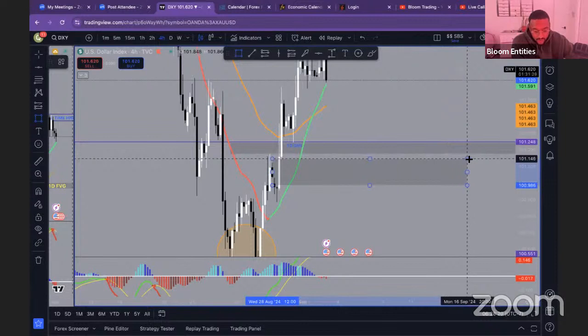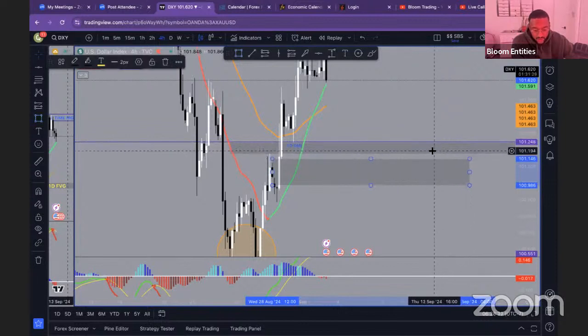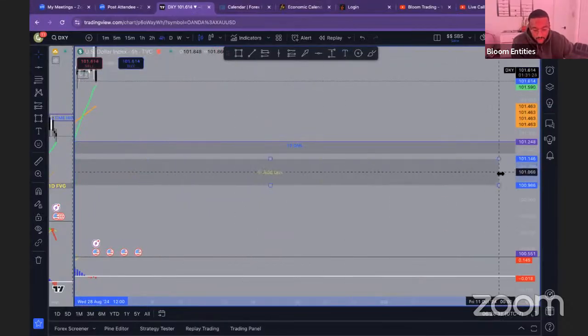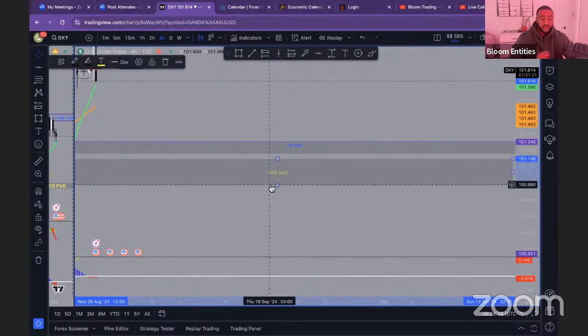And I'm gonna mark that up because it really kind of builds off this area that I found on the daily time frame. Really a continuation of that. And I think that's important for me to have marked up on my chart. So I'm gonna go 4 hour.